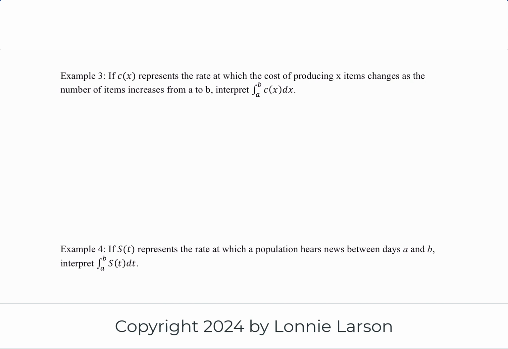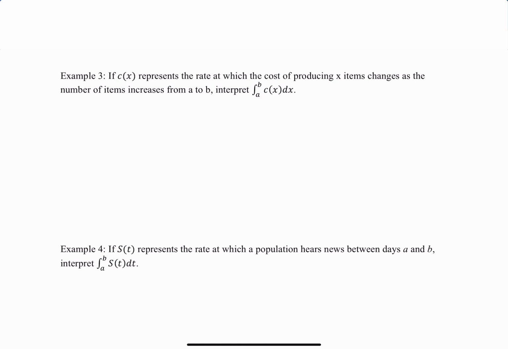Suppose lowercase c of x represents the rate at which the cost of producing x items changes as the number of items increases from a to b. Interpret the definite integral from a to b of c of x dx.